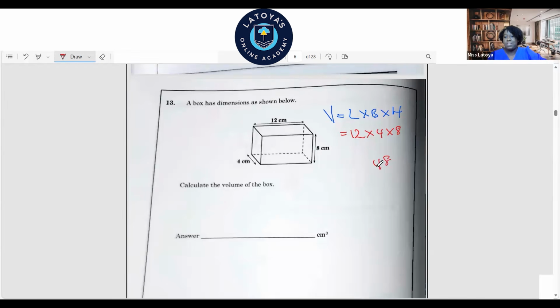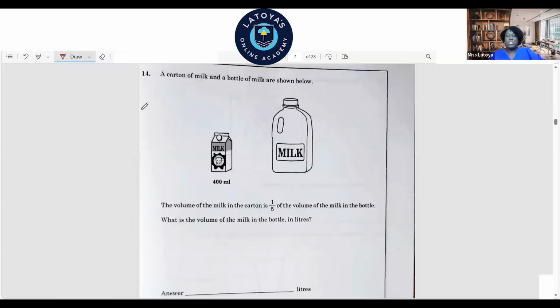But let's work that, right? 48 by 8. 8 8s are 64. 8 4s are 32 and 6 is 38. So we are getting 384 centimeters cube. Question 14.